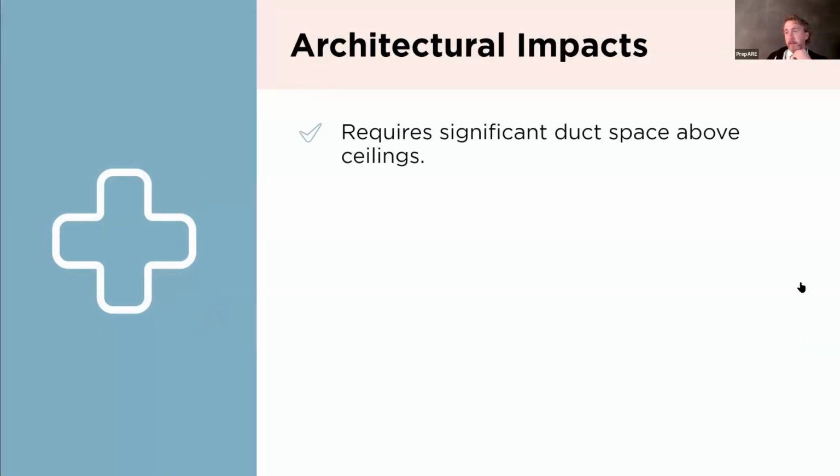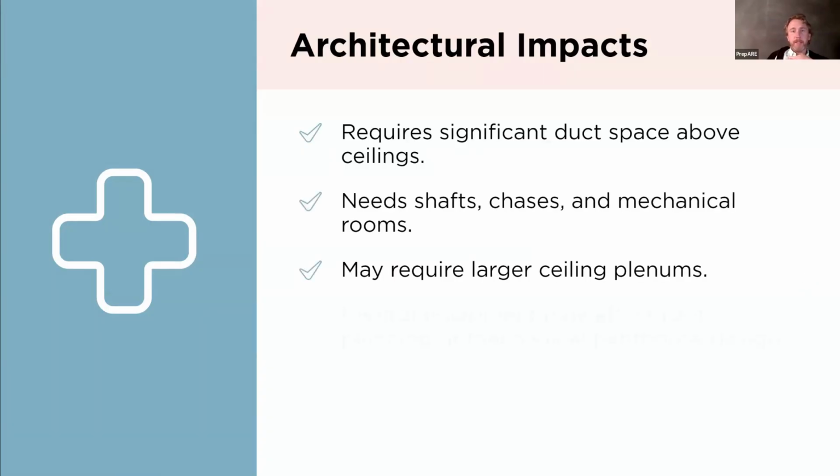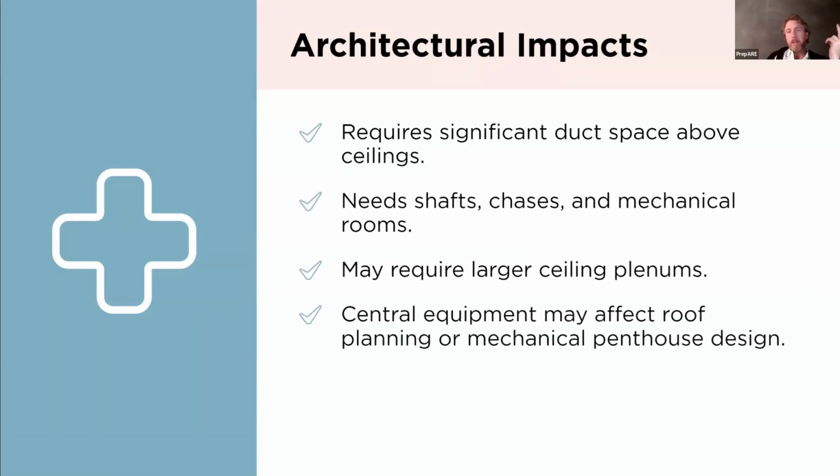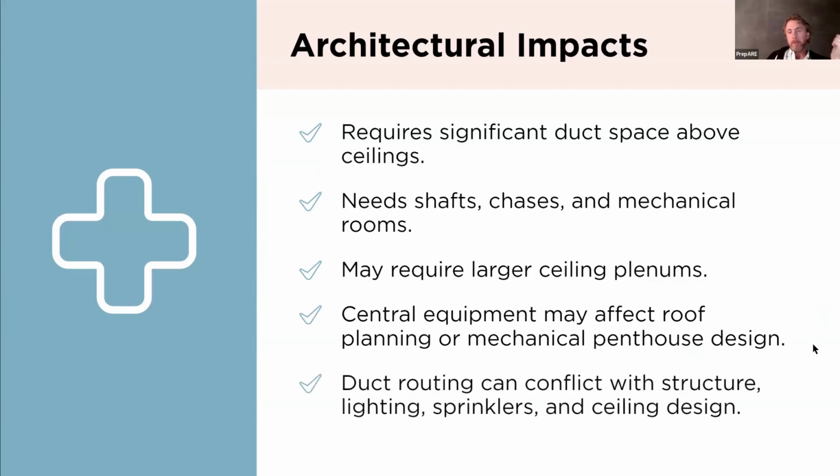We talked about these architectural impacts, things to remember when designing for these. Duct space, shafts, chases, mechanical rooms, ceiling plenums are going to be quite deep, and then central equipment, and of course duct routing is going to be critical to get through structure, lighting, sprinklers, and so on and so forth.